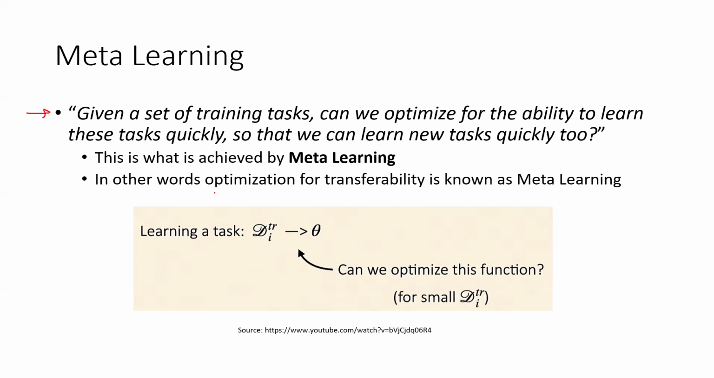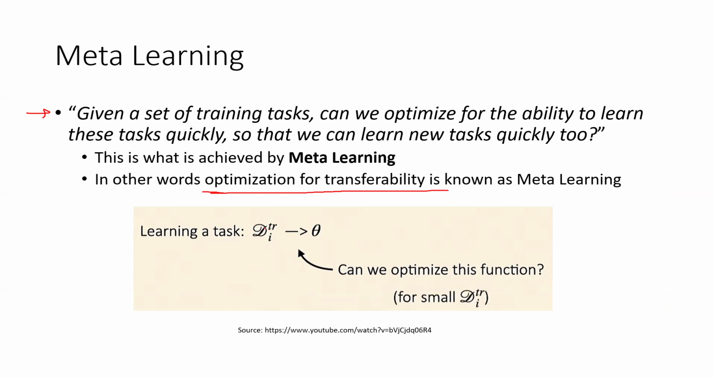In other words, this is known as optimization for transferability. So that means when you're doing transfer learning, it is optimizing for the transfer learning, right? So how to optimize for the transfer learning? That is meta learning, right?